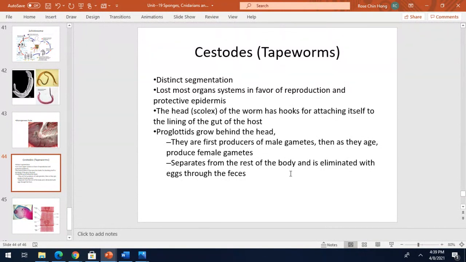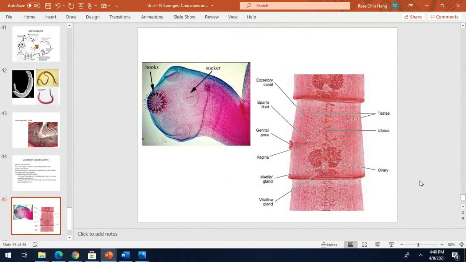And I said the proglottid will separate from the rest of the body, the very, very end, and they have these eggs which are fertilized already, and it will be expelled through the feces of the host, and then it infects others. So we'll see the life cycle of this tapeworm in a little while.